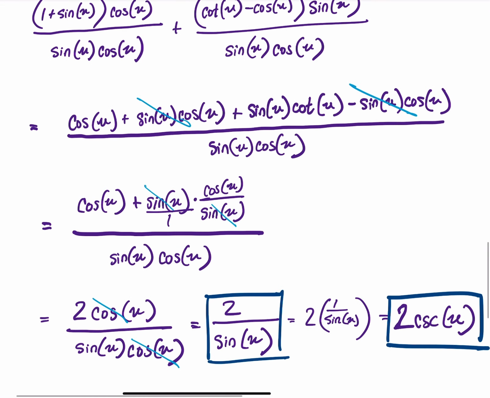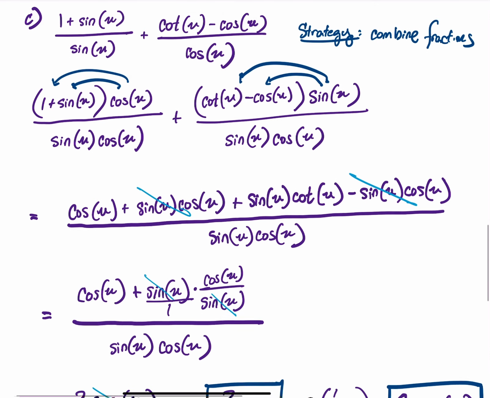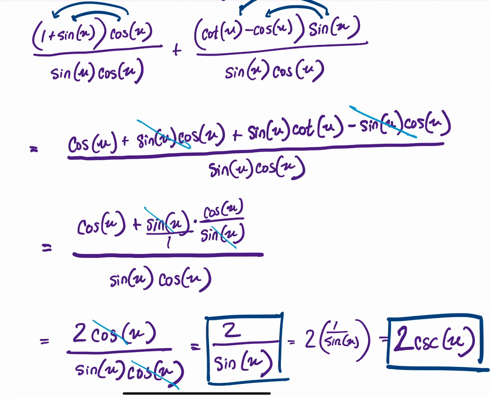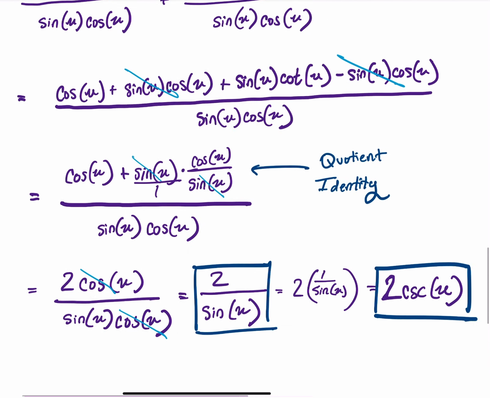So this one was a bit longer. Our strategy was to combine fractions, and then we ended up using a quotient identity as well. And then just had to reduce everything.